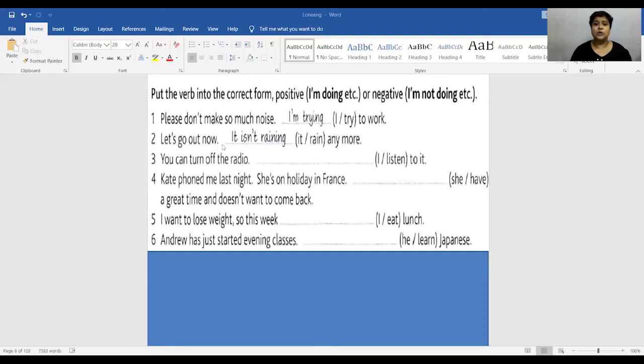Now, let's go out now. It isn't raining. "It rain" becomes "it isn't raining." "Isn't" means "it is not," contracted there. Now, you can turn off the radio, dash, "I listen to it." "I am not listening to it." So "I am not listening." You could put "I am not listening," or you can just put "I'm not listening." Okay. The next one is "Kate phoned me last night.